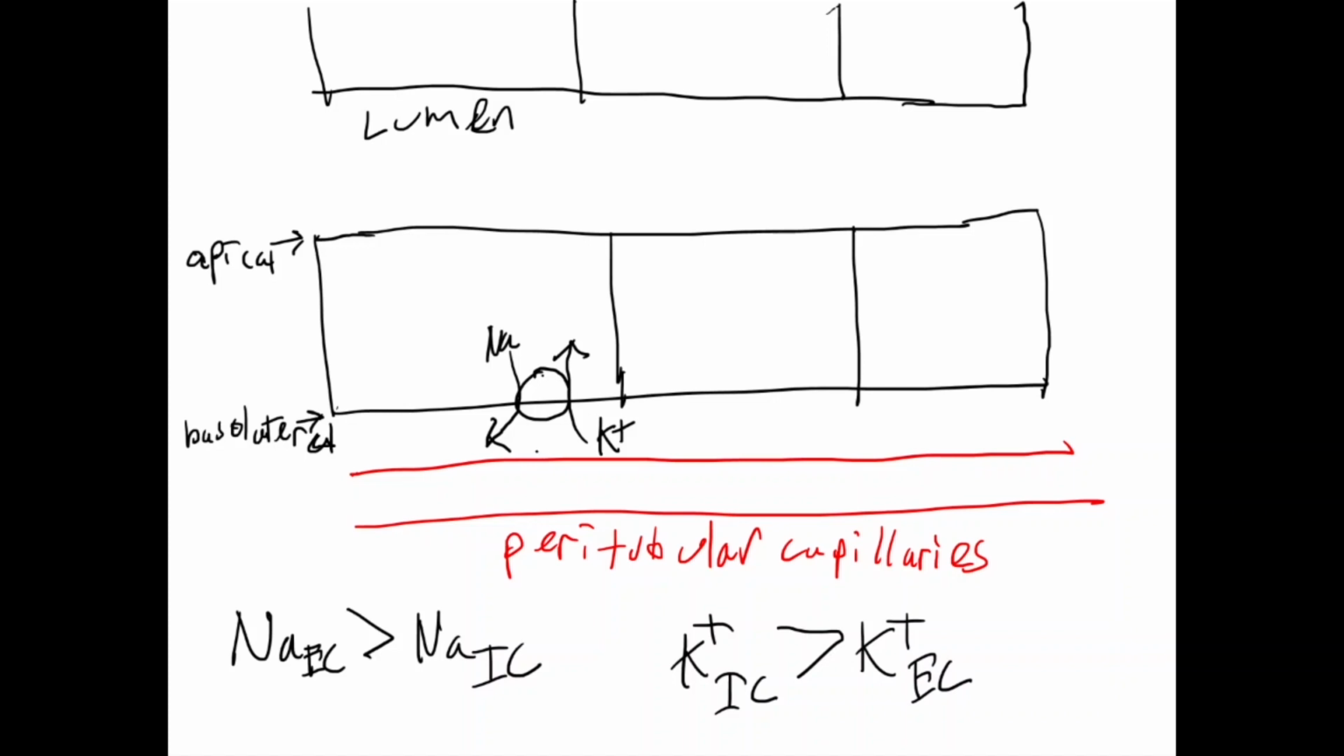And so again, the reason you need to use ATP for this is because you're moving against the concentration gradient by moving the sodium out of the cell and potassium into the cell. So you need ATP to power that process.